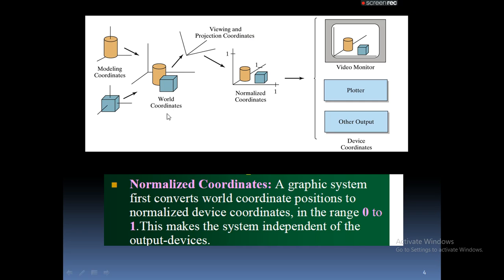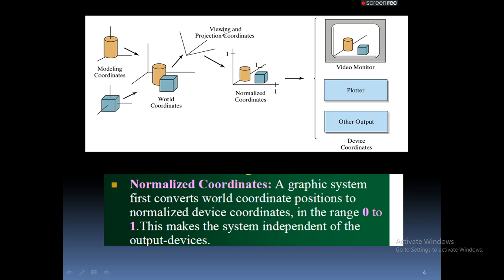Now, here we need to map world coordinates to viewing coordinates. Once you map world coordinates to viewing coordinates, we need to specify a window. That window is called the clipping window. Whenever you are translating world coordinates to viewing coordinates, you need to specify which part of the object you would like to see on the screen of the monitor. So here you need to specify the clipping window. Defining the clipping window is nothing but viewing coordinates.